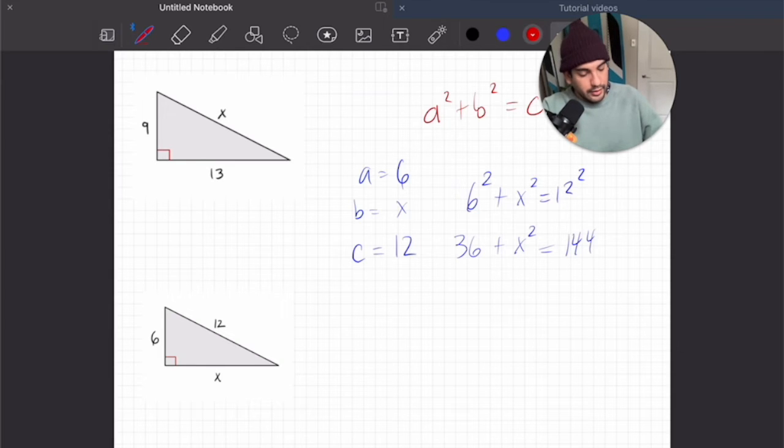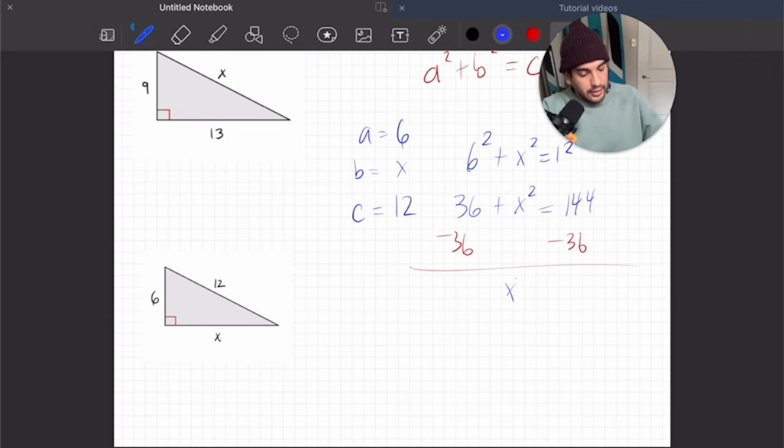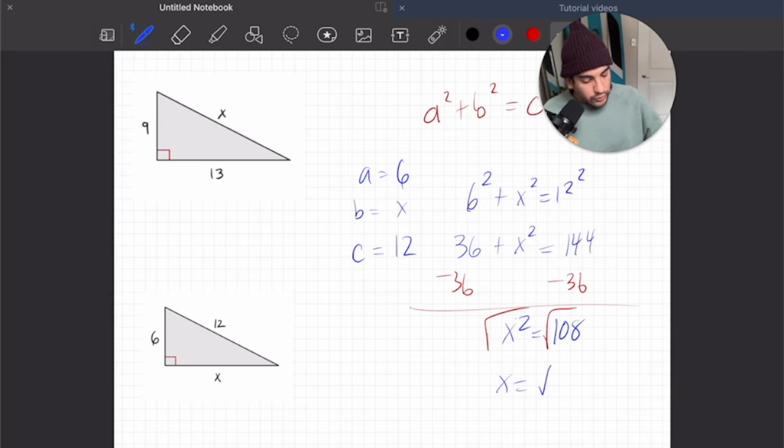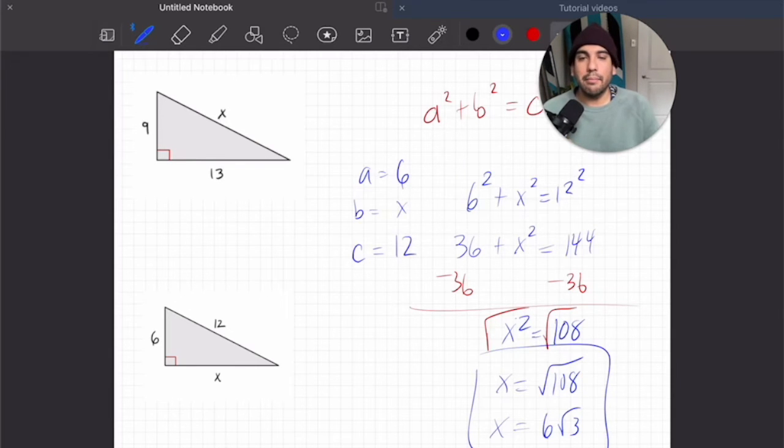In order to solve for x, I'm going to subtract the 36, and I'm going to get x squared equals 108. Again, if I need to solve for this variable, I need to take the square root, and I get x equals the square root of 108. If you're taking pre-algebra, we'll leave it like this. If you're taking algebra, or if you already know how to simplify these radicals, I believe this is going to become 6 root 3. All right, we have now found the missing leg.